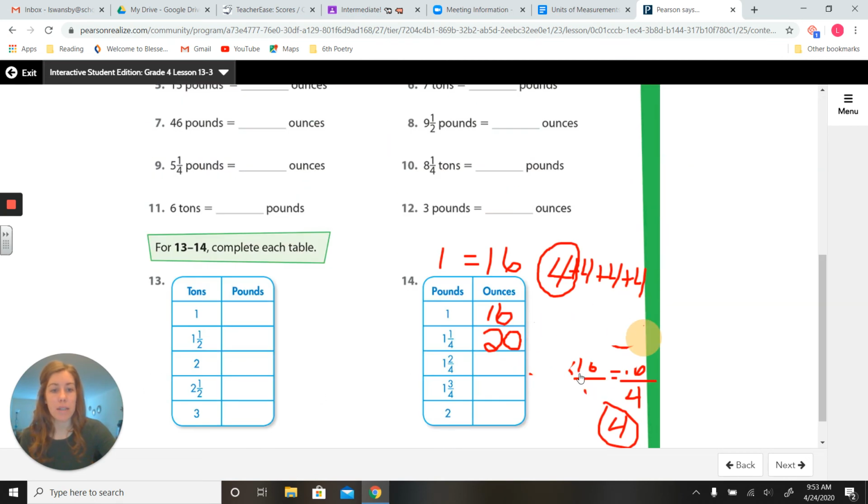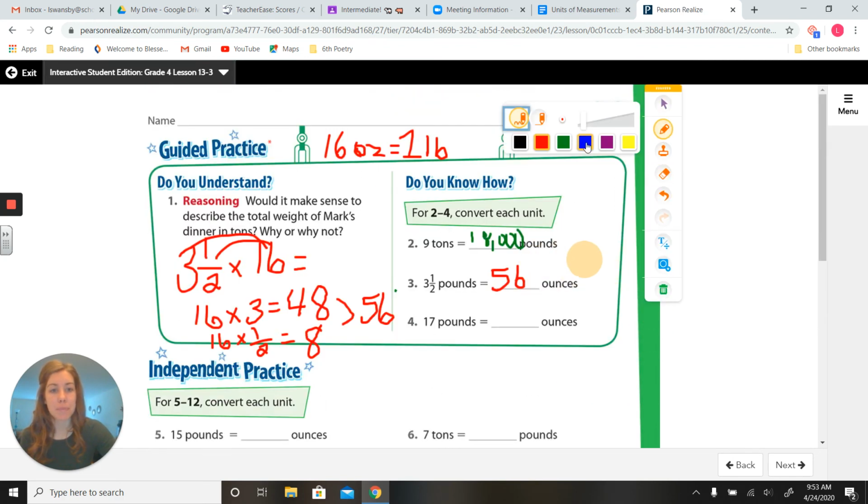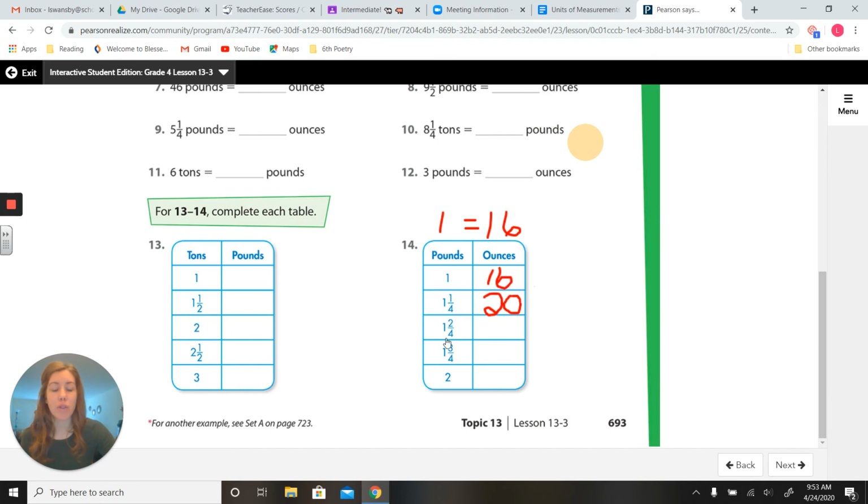Always try a few different ways. That's the great part. There's not always one way to complete a problem. 1 2/4. So we know that 1 2/4 equals 1 1/2. So 1 pound is 16 ounces, but we have to add another half. Well, what's half of 16? So we have 1 pound, which is 16 ounces, plus half. Well, what's half of 16? It's 8, and that gives you 24.